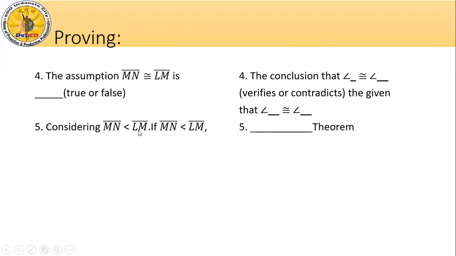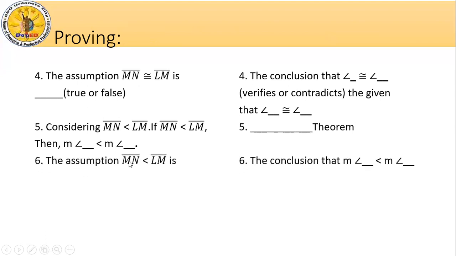Oh, sa number 5, considering MN, so tapos na tayo sa congruent, yung ikalawa naman is less than LM. So if MN is less than LM, then ano ngayon yung dalawang base angles na naman niya yan? Okay? Or ano yung angle opposite nito, angle opposite ni MN? Ano yung angle opposite ni LM, yun yung ilalagay dyan. O ano yung pinag-aralan natin kanina na theorem na may relasyon dyan. O yan yung sagot nyo dyan. Ano yung theorem na pinag-aaralan nyo kanina?